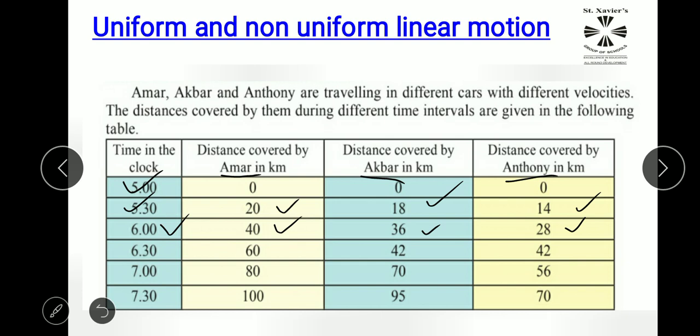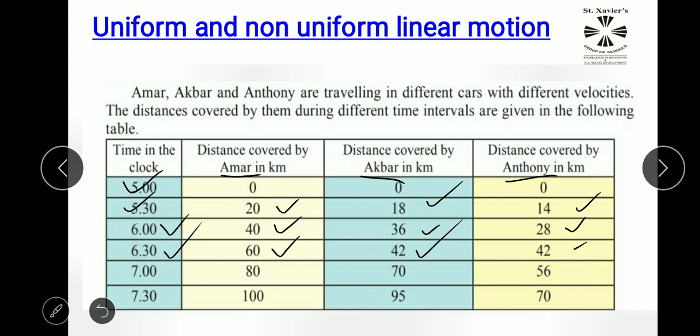Now the next half an hour. Again Amar travels the same distance, 20 km, and the total distance becomes 60 km. Akbar travels only 6 kilometers here, students. In the first half Akbar travelled 18, in the second half 18, but in the third half the distance covered by Akbar is only 6 kilometers.